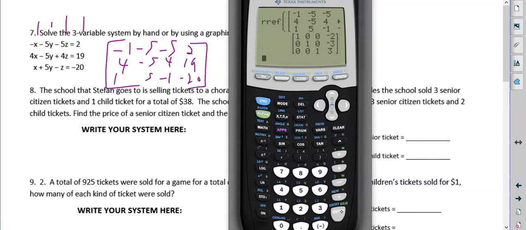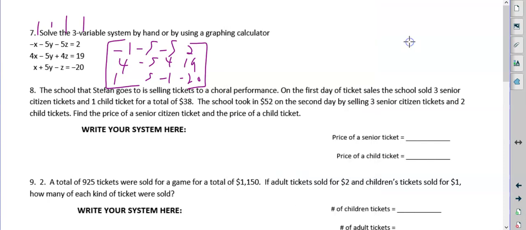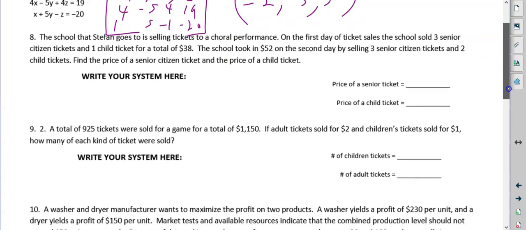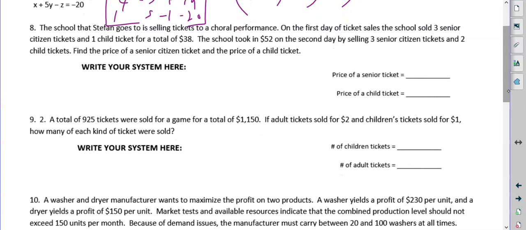And there's my answer. Negative 2, negative 3, 3. X, Y, Z. Easy enough. All right, the school that Stefan goes to is selling tickets to a choral performance.